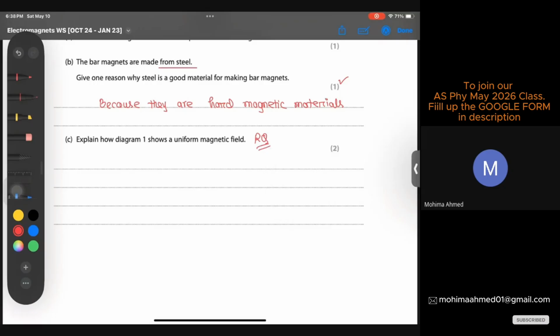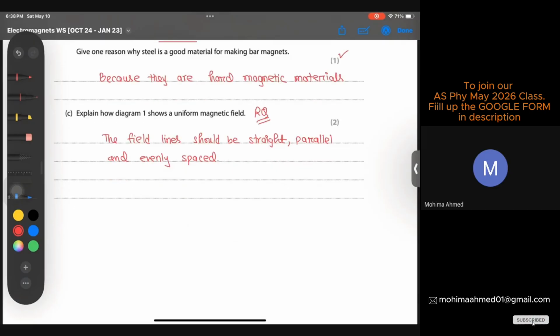Explain how diagram 1 shows a uniform magnetic field. Repeated question. This is what we started with in the very first question of this worksheet. The field lines should be straight, parallel, and evenly spaced. So that's what I'm going to write, that the field lines are straight, parallel and evenly spaced, right? This is for 3 marks, but obviously we can write 1 for maximum marks.